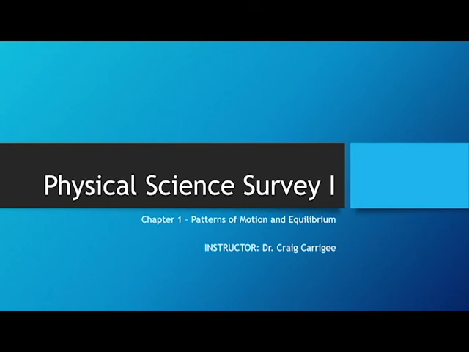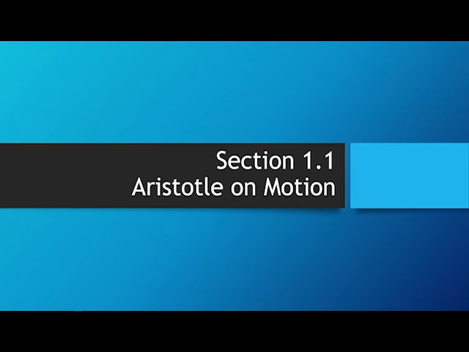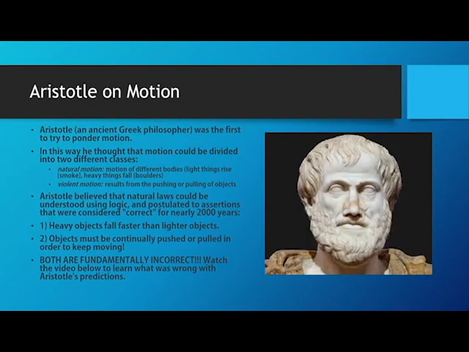Patterns of motion and equilibrium. Section 1.1. Aristotle on motion. Aristotle was an ancient Greek philosopher who lived around 350 BC.